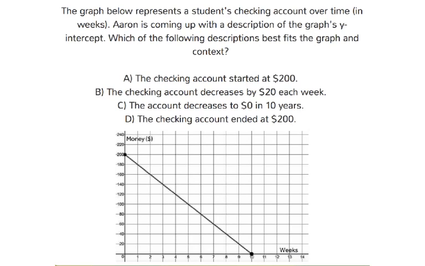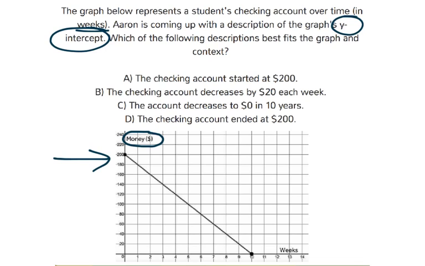The graph below represents a student's checking account over time in weeks. Aaron is coming up with a description of the graph's y-intercept. All right, so the part we care about is just the y-intercept there. Remember, the y-axis here is money. Let's read through and figure out which of the following descriptions best fits the graph and the context.